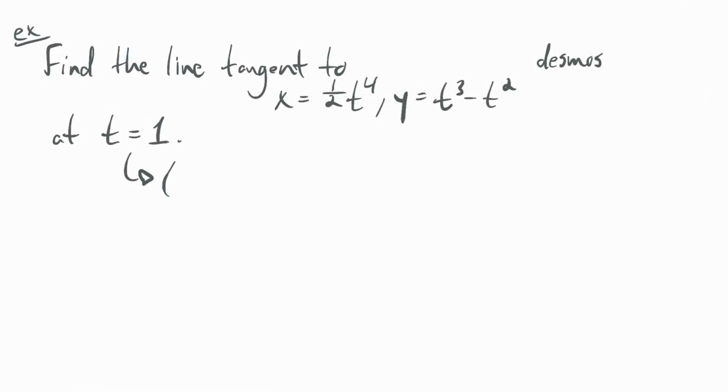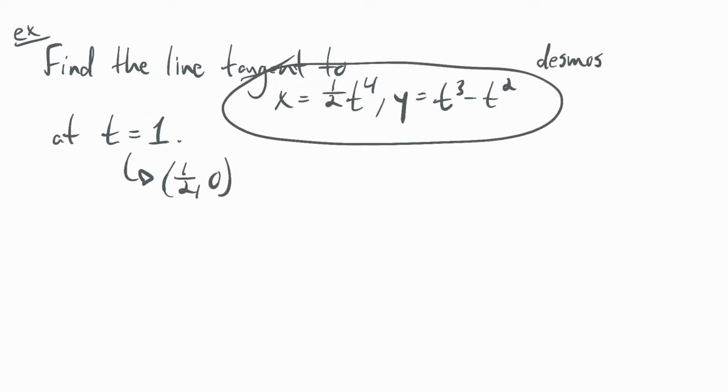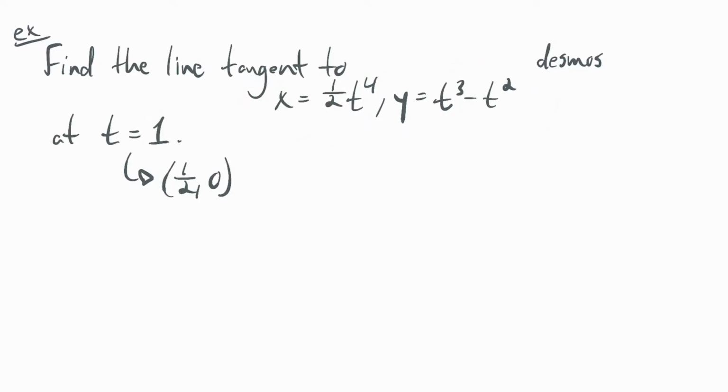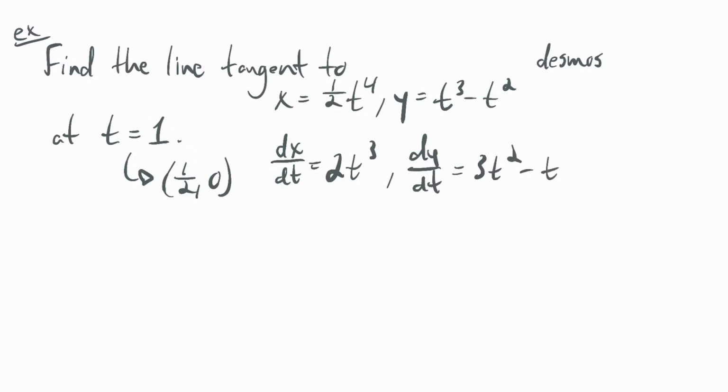So we'll be a little bit lazy. This is 1/2, 0, which of course you get from plugging in 1 into the two functions. Plug in 1 for t, you get 1/2. Plug in 1 for t here, you get 0, of course. So in order to find the tangent line, I need to find dy dx. So in order to find that, I need to find dx dt and dy dt. So dx dt, or of course, if I want x prime of t, if I want to write it that way, that's going to be 2t cubed, and dy dt, that's going to be 3t squared minus 2t.